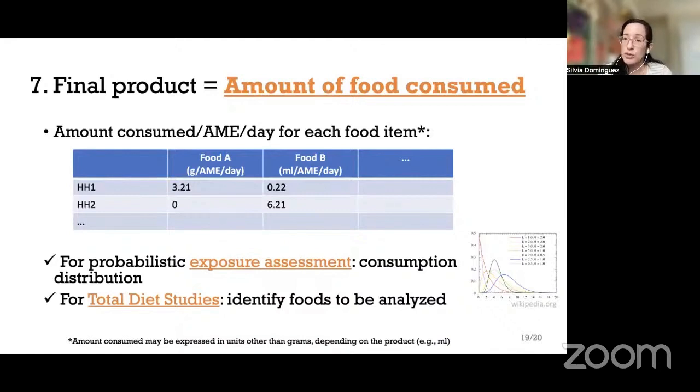And of course, we can also apply this to total diet studies, where this type of data can guide the selection of foods that should be analyzed.